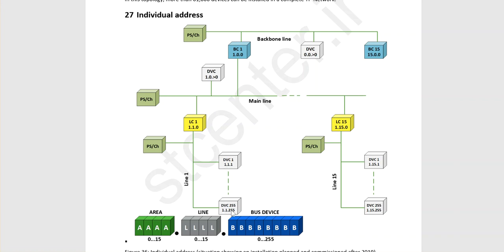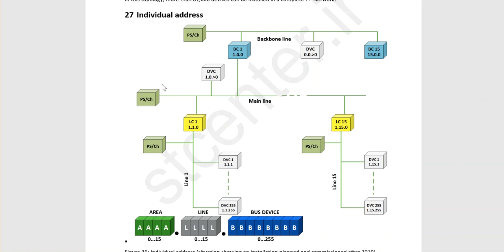And this is the 255th device in line 1 and area 1, this power supply unit. There is no physical address for that. For the line coupler in line 1, area 1, it's 1.1.0. Because the third part is 0, it should be a line coupler, then it is in line 1 and area 1. Same as here, this is a line coupler because the third part is 0. This is in line 15 and area 1, okay?